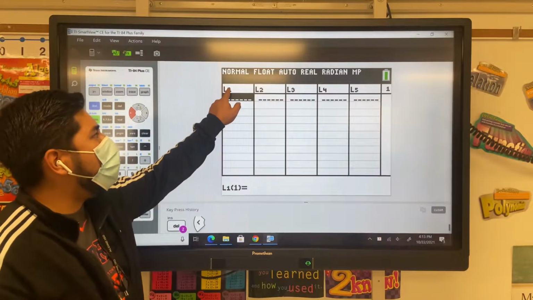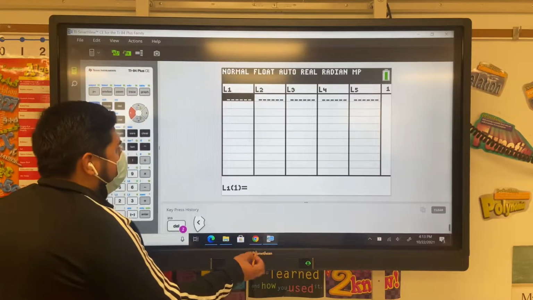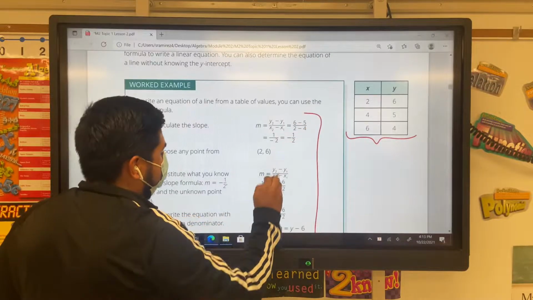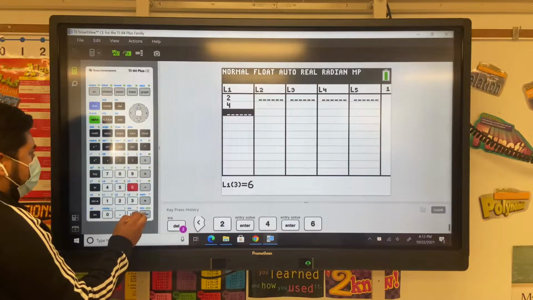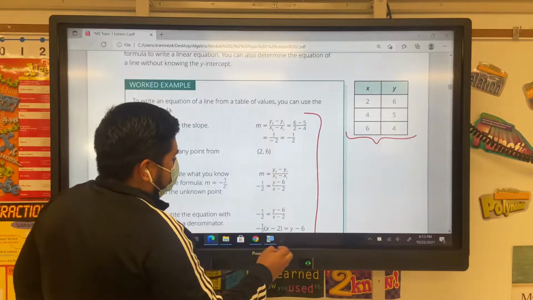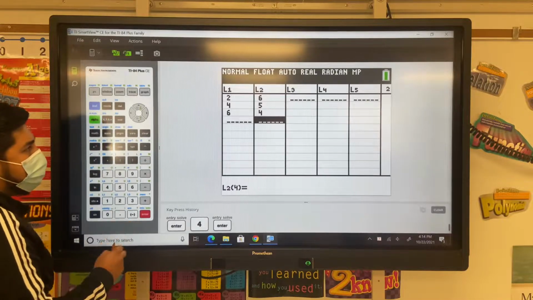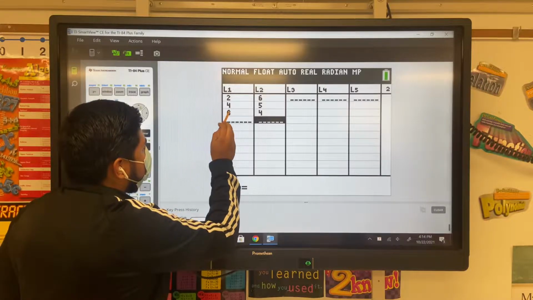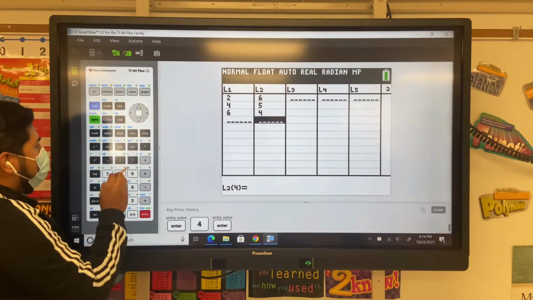Make sure it always says L1, L2. If it doesn't say it, reset your calculator. Okay. Oops, wrong one, sorry. Putting this in, 2, 4, 6. 2, enter, 4, enter, 6, enter, then over. 6, 5, 4. 6, enter, 5, enter, 4, enter. Double check the table. 2, 4, 6. 6, 5, 4.